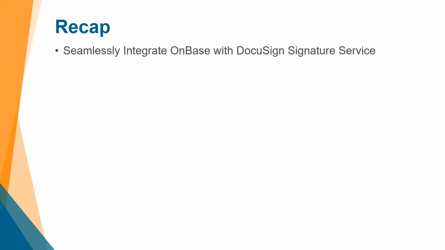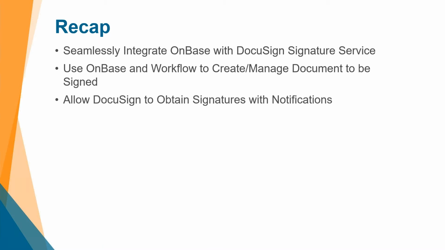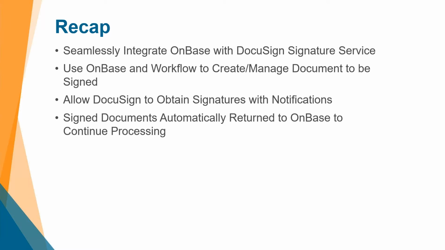And finally, our last slide here, recap. Again, what we're really talking about is seamlessly integrating OnBase with that DocuSign signature service. You're using OnBase to store the documents and then workflow to create and manage the documents to be signed. Let DocuSign do what it does fabulously: get that document to anybody in the world, get the signatures, and send the notifications. And then after everything's said and done, all those signatures are gained, DocuSign is satisfied, it automatically returns that document to OnBase for whatever that final processing might be, and we always have that full OnBase audit trail available to us.